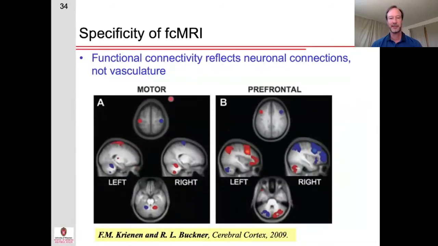Another really great study showing that this is indeed neuronal in nature is from Krienan and Buckner. Here they looked at both motor cortex connectivity and prefrontal connectivity, but they asked for every voxel in the brain, is it more strongly connected to the left motor cortex or the right motor cortex? And what you can see here is that the left cerebellum is more strongly connected to the right motor cortex and vice versa. The left motor cortex is more strongly connected to the right cerebellum.